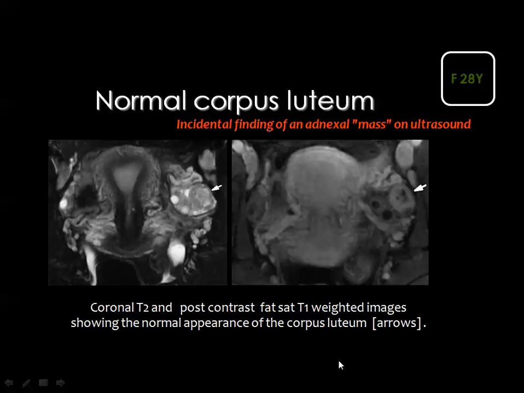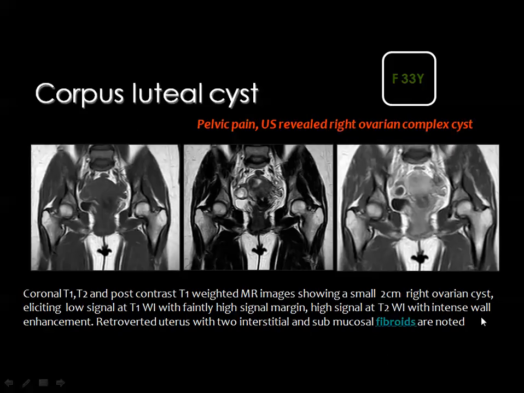And this is just an example by MRI T2 and T1 fat suppressed images. And you see this is the corpus luteum cyst. These are the Graafian follicles. And the cyst appears to some extent of high signal in the T1 and T2 weighted image, denoting the presence of blood elements. And this is another example of corpus luteum cyst.